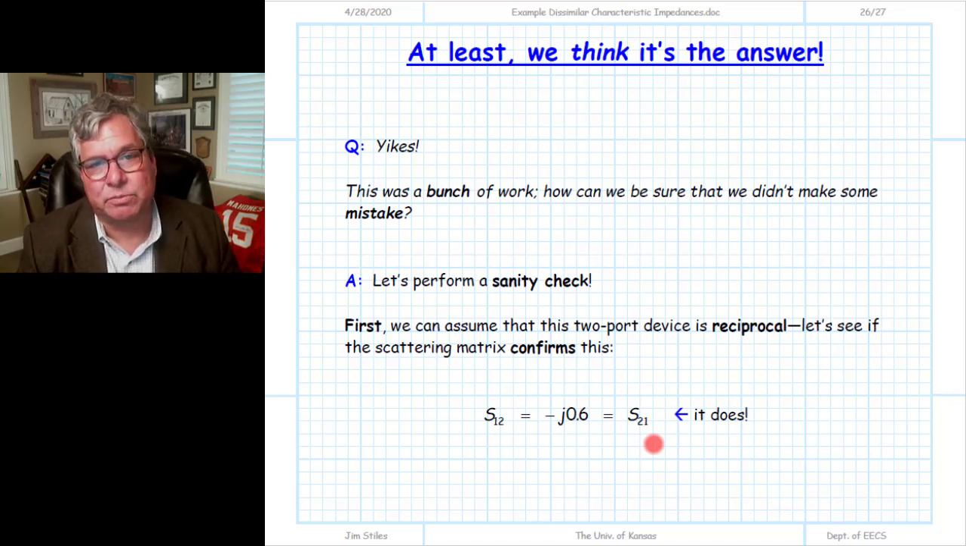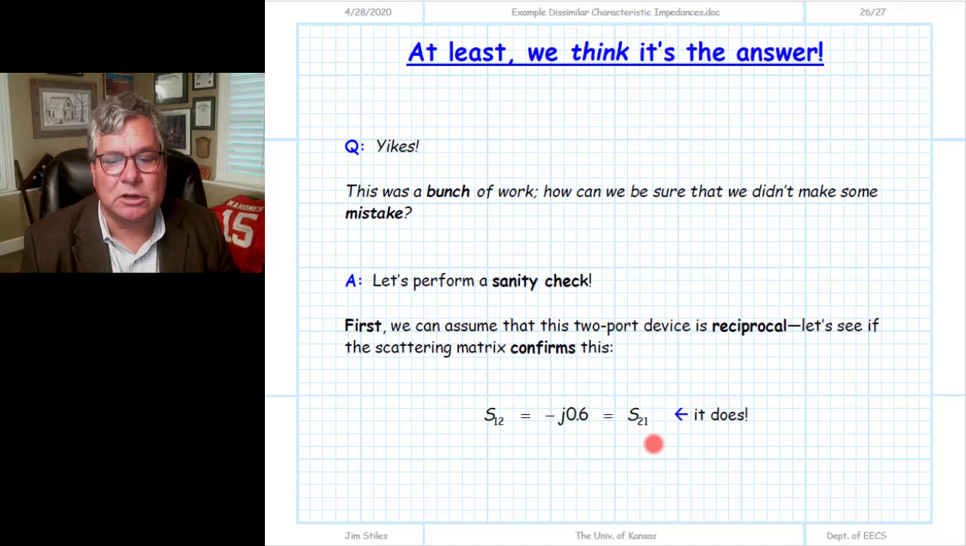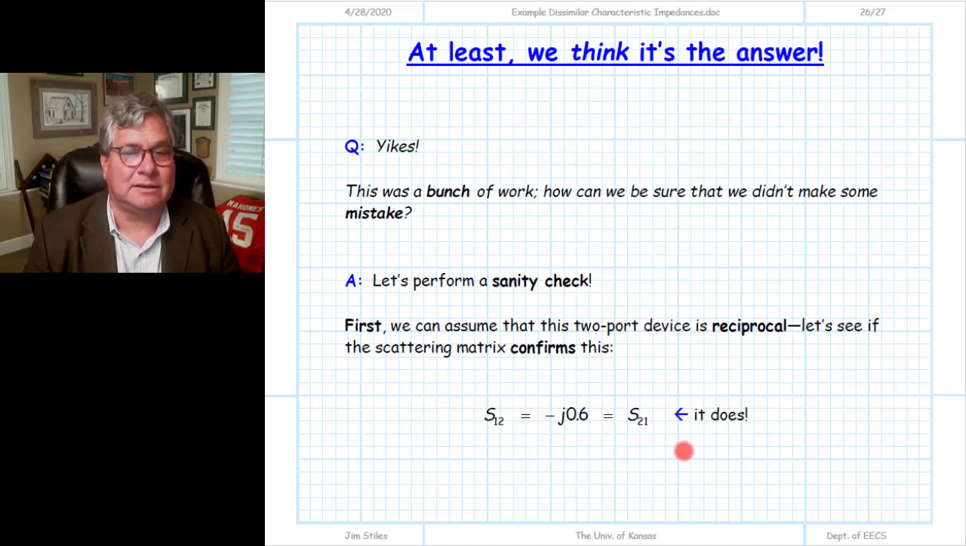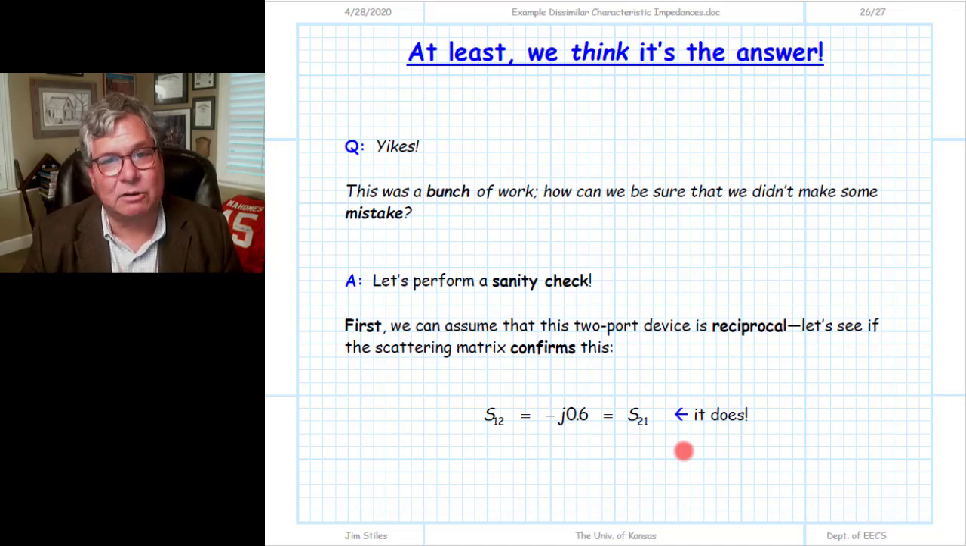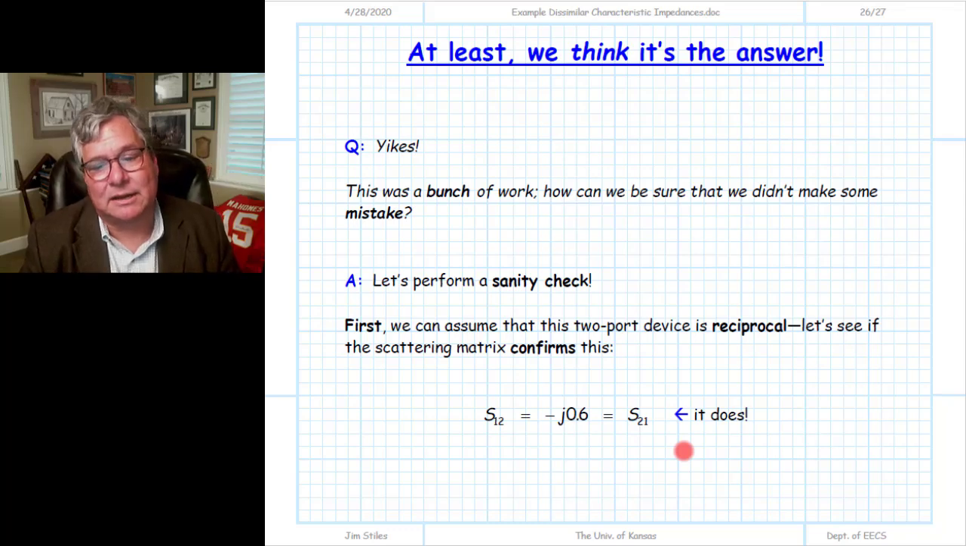In other words, for a two-port device or 2 by 2 matrix, scattering parameter S21 must be equal to scattering parameter S12, and it turns out it does. Notice we didn't use this fact anywhere in the analysis. We independently determined S12 and then went through and determined S21, two different situations, two different sources and loads, yet we got the same answer there. If we didn't, we know we've done something wrong.